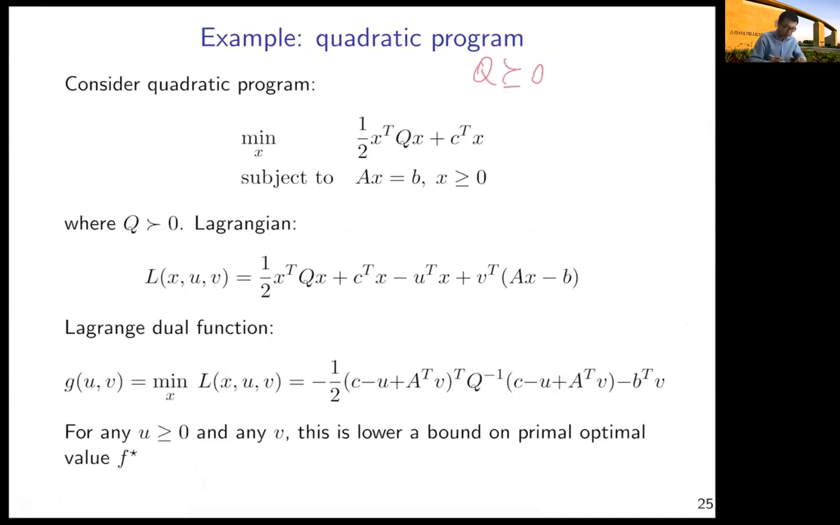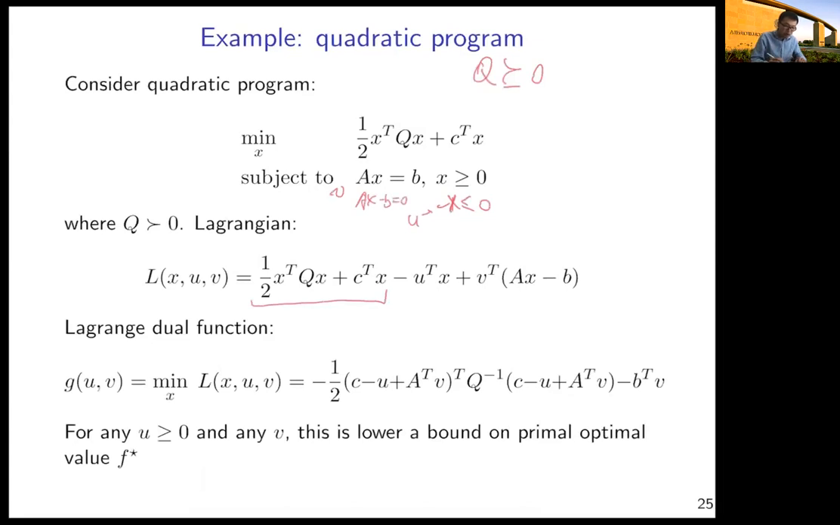Okay, and let's write down the Lagrangian. So we first start by writing down the objective function, and then let's make this x standard form. So you have minus x smaller than 0, and then with this we can assign the coefficient u to this inequality constraint, and then let's assign the variable v to the equality constraint of Ax minus b equals 0.